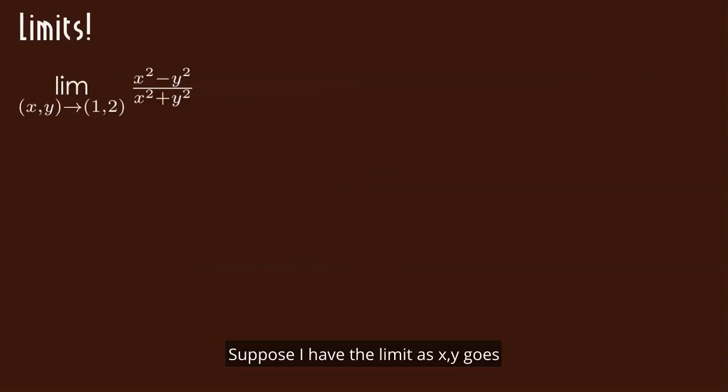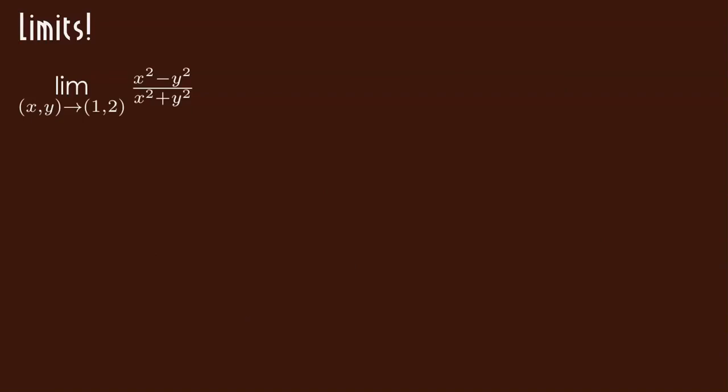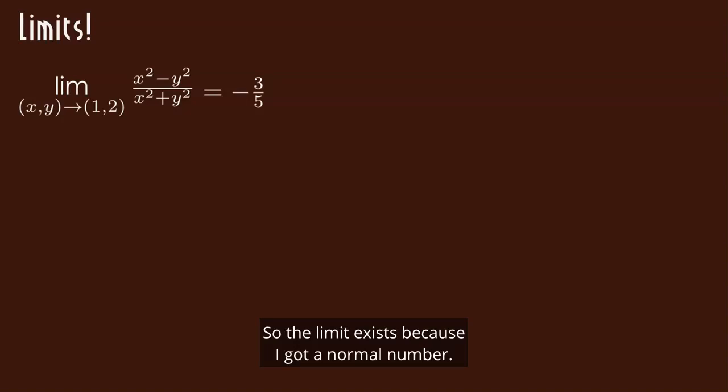Suppose I have the limit as xy goes to 1, 2 of x squared minus y squared over x squared plus y squared. Perfectly legitimate point. First thing you do, just like when you're doing this with 1 dimension, you plug in and see what you get. X is 1, y is 2, plug it in, I get negative 3/5. Beautiful. So the limit exists because I got a normal number.